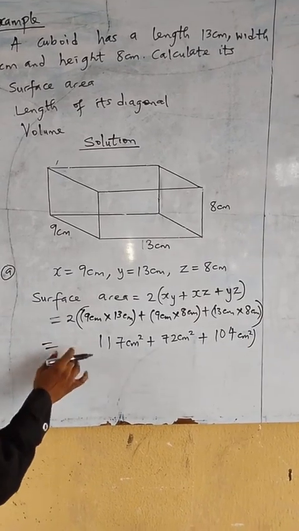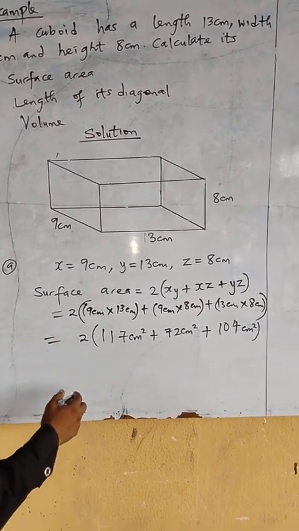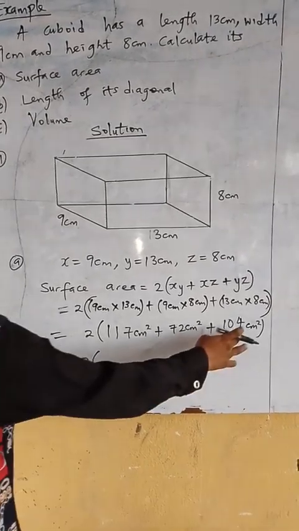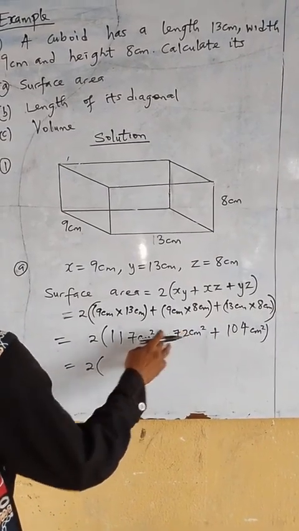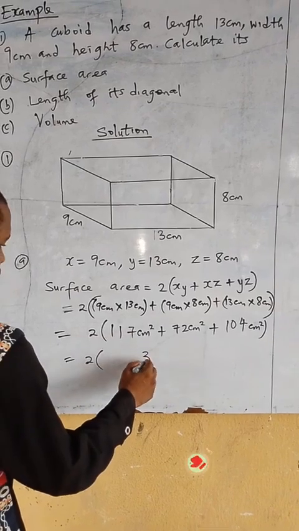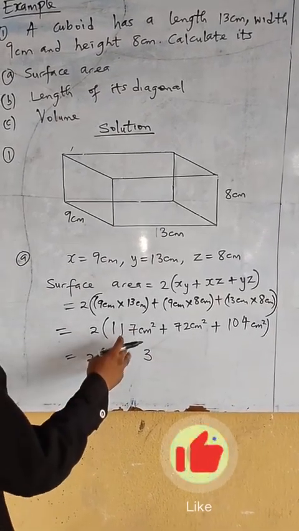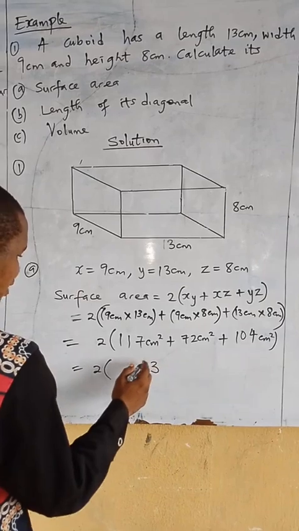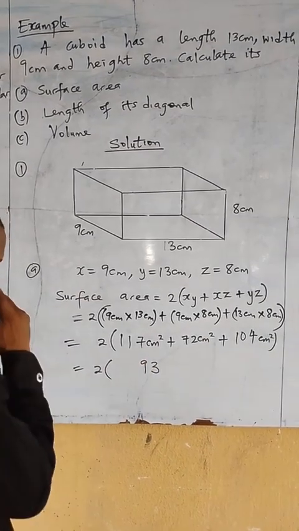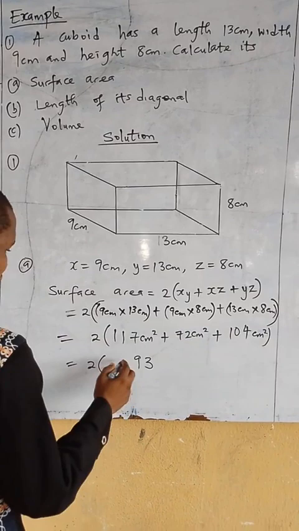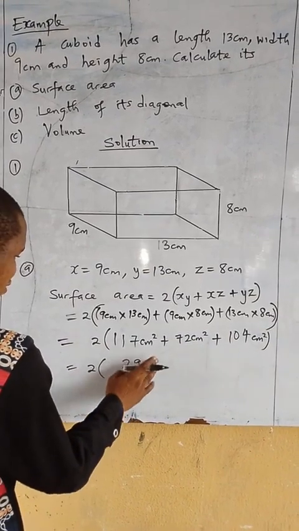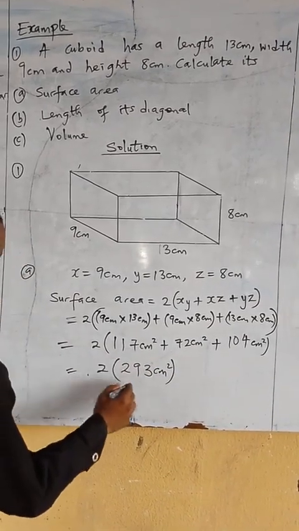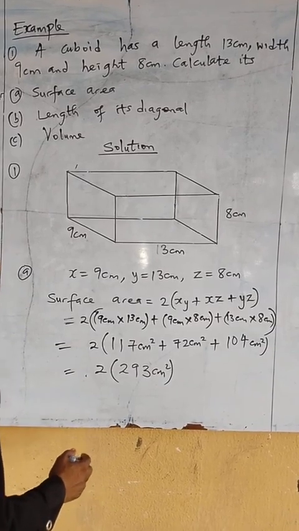Then we can add it together. So let's add the first digit first. 4 plus 2, that's 6. 6 plus 7, that's 13. We keep 1. Let's add the second digit. 1 plus 7, that's 8. Plus 0, that's 8. Plus the one that we kept, that will be 9. Then let's add the third digit. 1 plus 1, that is 2 centimeter squared. So 2 into bracket 293 centimeter squared.